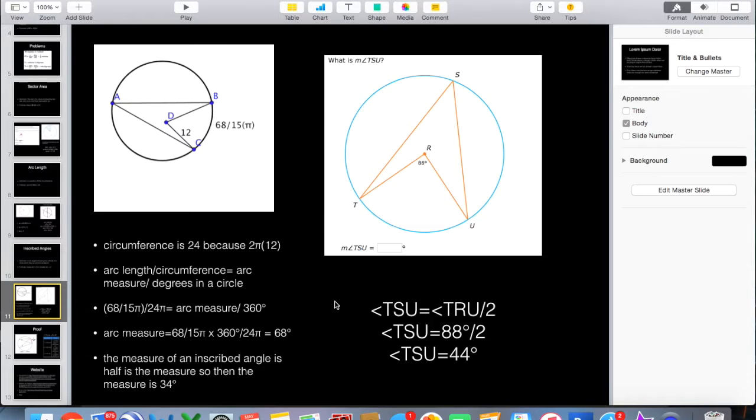Now the next one. So we need to find angle TSU. So we already know that the angle TSU is equal to TRU divided by 2 because of the formula. So we just need to plug in the numbers. So it would be angle TSU equals 88 degrees over 2. And this would simplify to angle TSU equals 44 degrees.